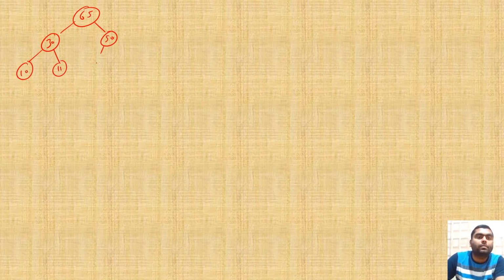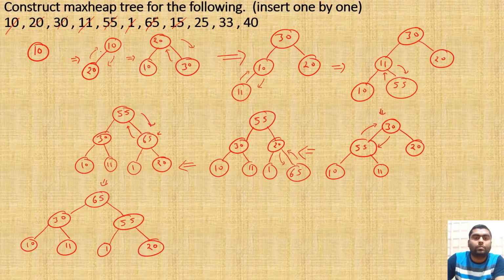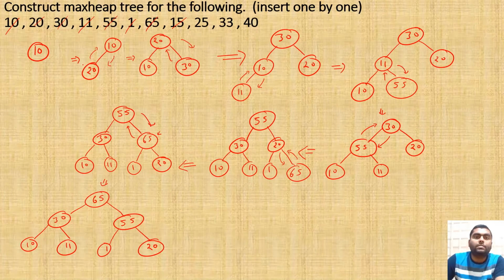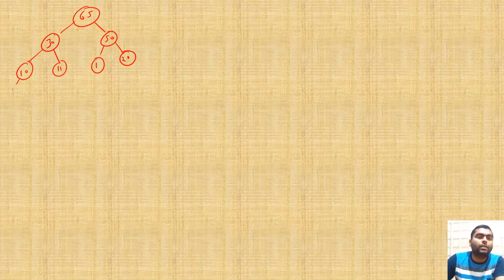65, 30 and 55. This is 10, this is 11, this is 1, and what is remaining? It is 20. Okay, fine. So what will be the next value? 15. So 15 will be on the left, according to almost complete binary tree property.